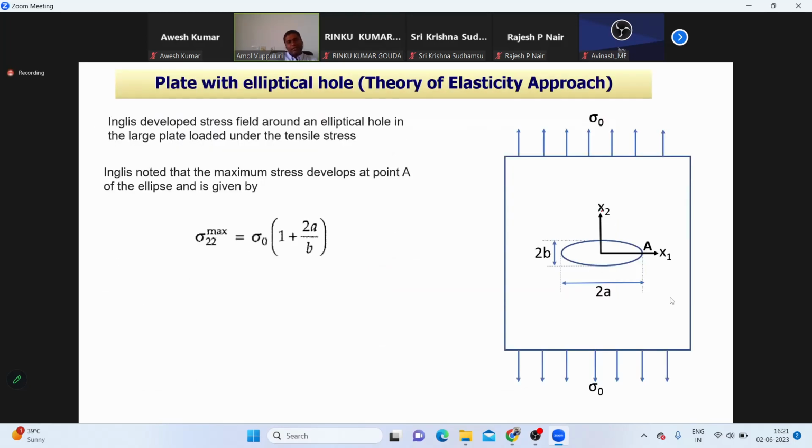One of the famous analyses was done by a scientist called Inglis, shown here, where he considered a plate and introduced an elliptical crack. The plate is of infinite size. He observed that the maximum stress in this plate is equal to sigma naught multiplied by 1 plus 2a over b, where 2a is the major axis and 2b is the minor axis of the ellipse. So sigma 22, the stress in the y direction, is equal to sigma naught times 1 plus 2a by b.